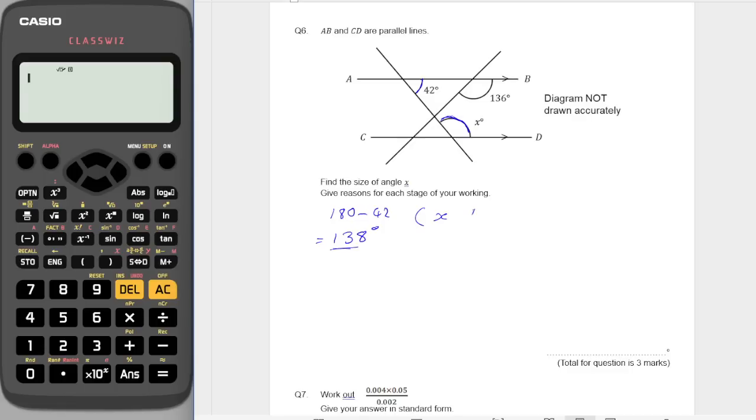X forms a supplementary or co-interior, your choice. So I'm going to go co-interior angle with 42 degrees, and they must equal 180 degrees.